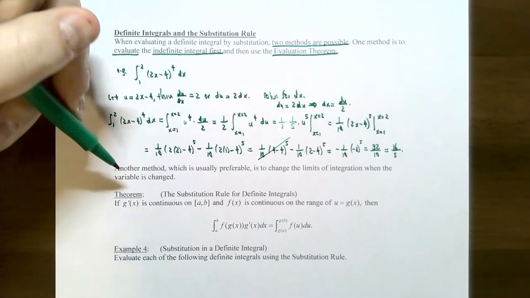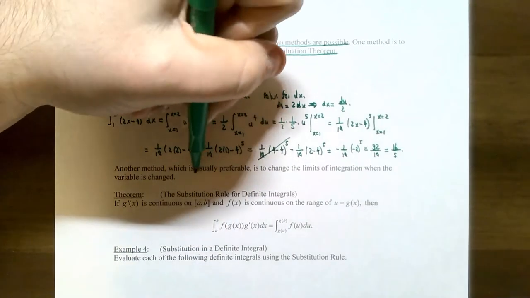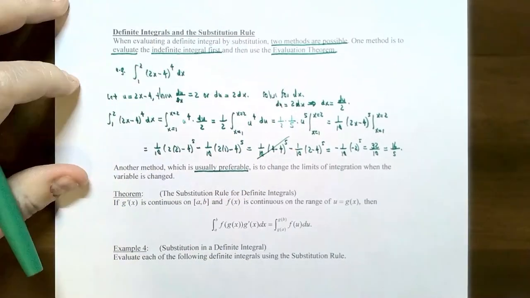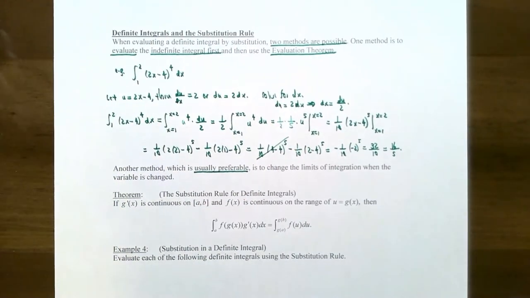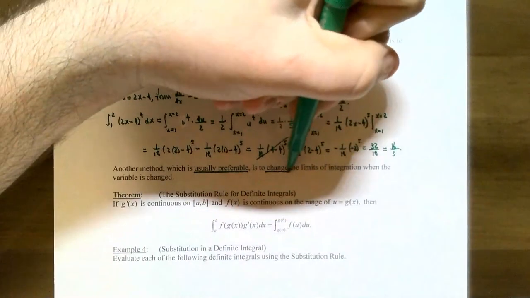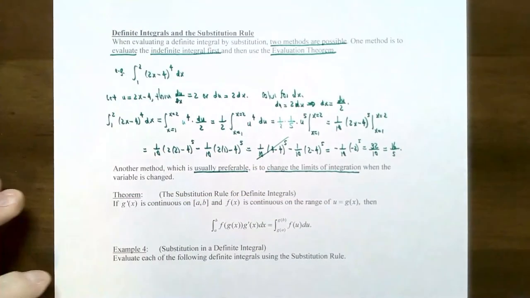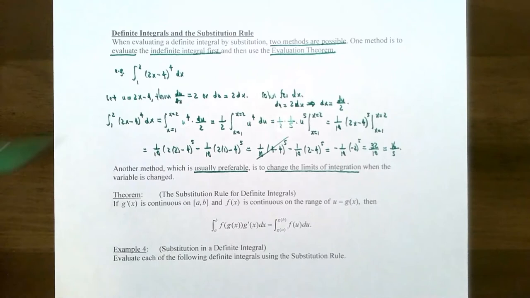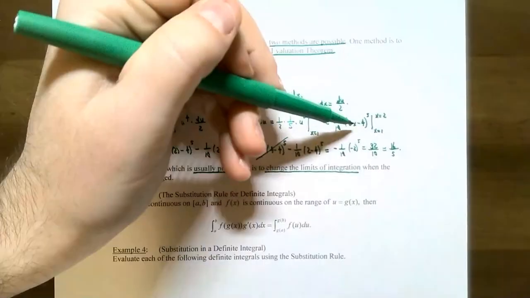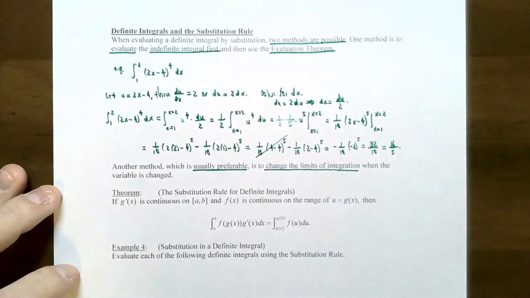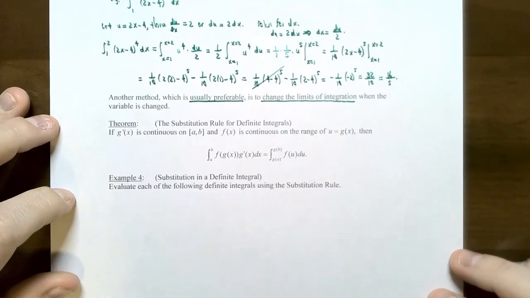However, there's another method, and it's usually preferable, where you change the integrand to be in terms of u's, you change the differential dx to be in terms of du, but you also change the limits of integration to also be in terms of u. So that way you don't have to worry about replacing the u every time before you can use the evaluation theorem. So here's the substitution rule for definite integrals.